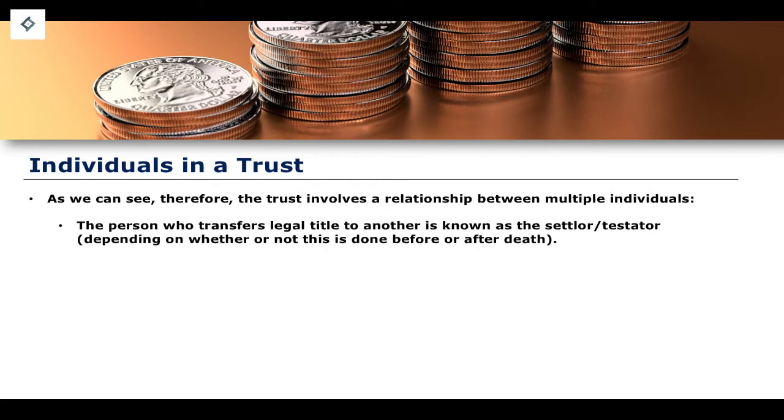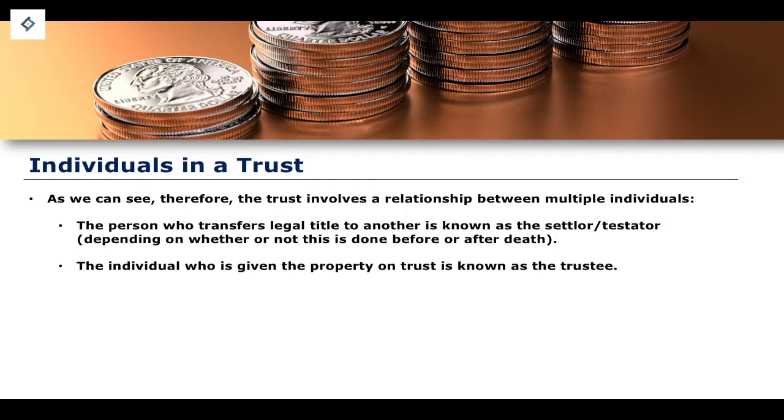So if ever I'm talking about the creation of trusts, the settlement of trust properties, and the role that is played by a settlor or a testator, you know that that is the individual who is the original owner of the legal title, who is transferring that legal title to another individual, and in doing so creating a trust. The individual who is given this legal title and is told to hold this property on trust for another individual is known as the trustee.